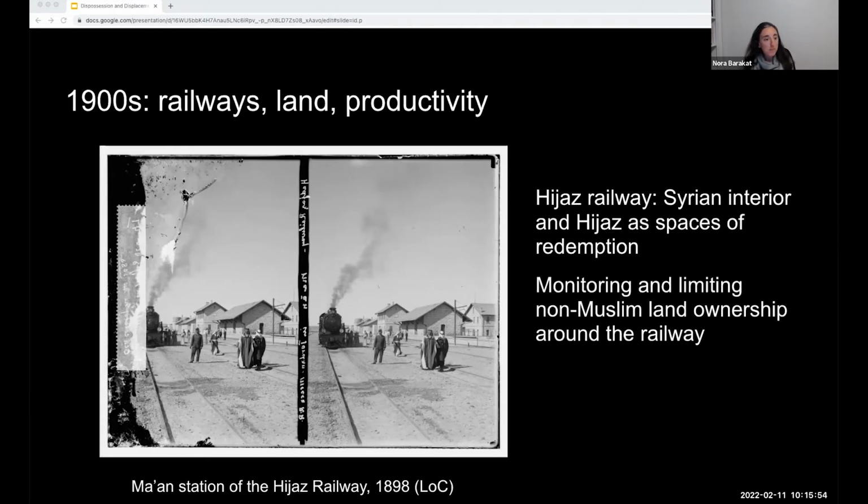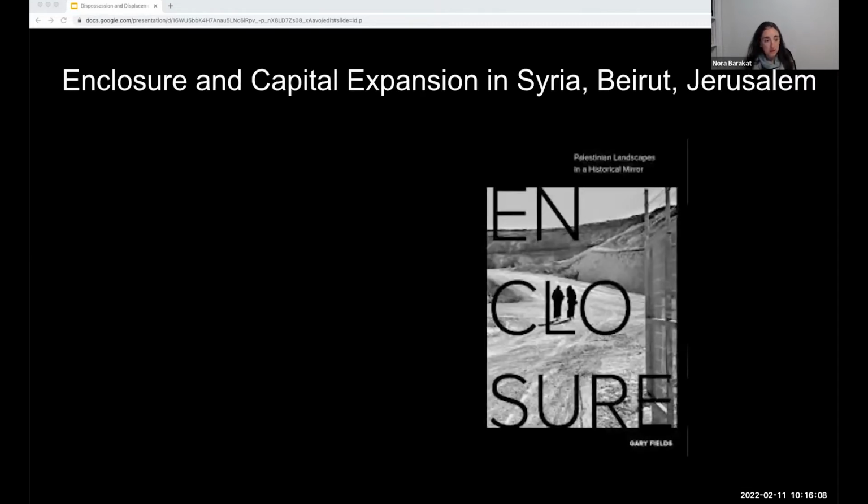I want to emphasize here that for Ottoman officials, the issue is not Jews acquiring land, right? But it's any non-Muslims with potential ties to foreign interests. And there's this concerted effort to preserve this landscape as a loyal Muslim Ottoman space.